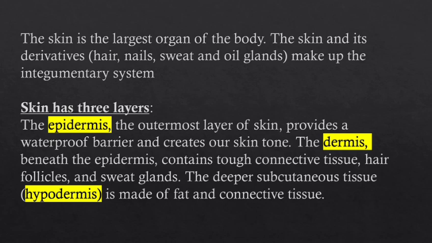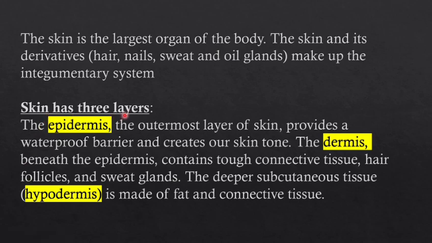See, the skin is the largest organ of the body. The skin and its derivatives: normally, skin contains hairs, nails, sweat glands, and oil glands. Here, the sweat and oil glands are two glands present in the skin. The skin is also called the integumentary system. The study of the skin is also called the integumentary system. Normally, skin has three layers.